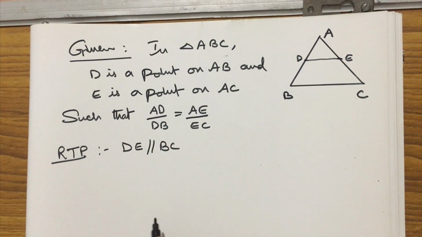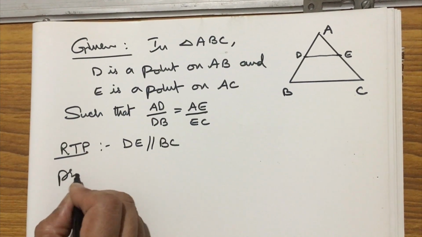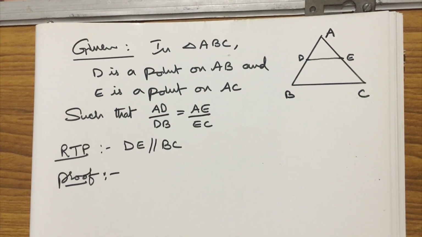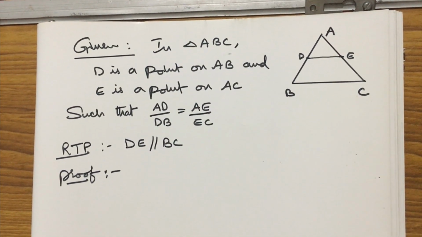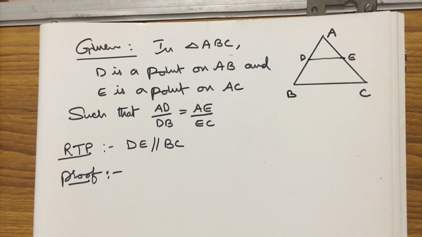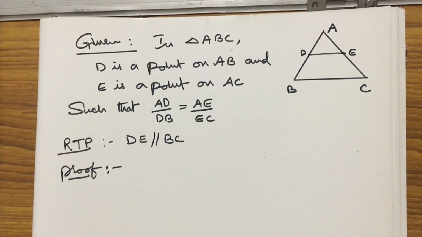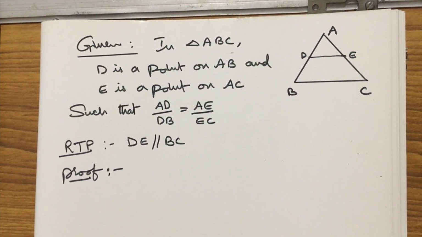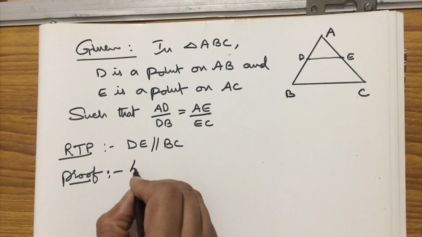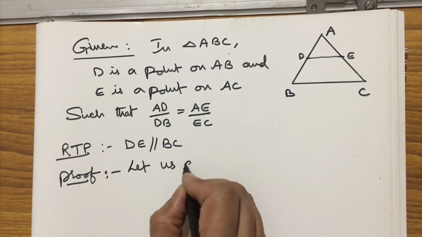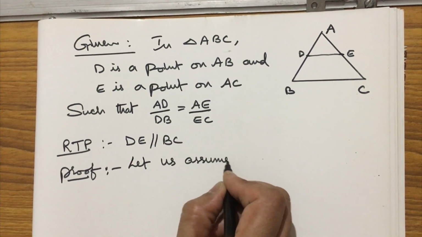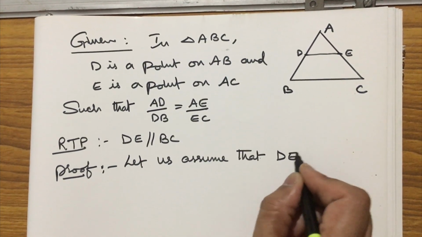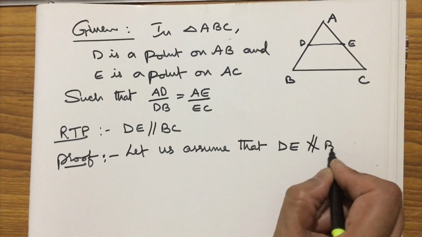So I am starting with a contradiction. Coming to the proof, actually in proving theorems, several ways can be there: direct method, indirect method, like that. So I am selecting here the proof by contradiction method. It means I am starting with no and ending with yes. So let us assume that DE is not parallel to BC.